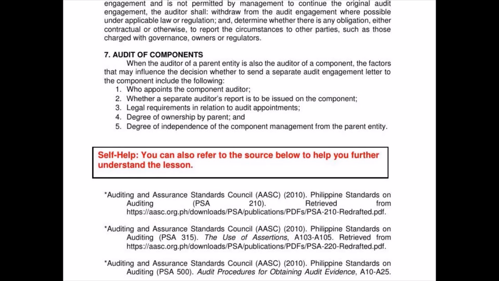First, who appoints the component auditor? Second, whether a separate auditor's report is to be issued on the component. Third, legal requirements in relation to audit appointments. Then, we have the degree of ownership by the parent and the degree of independence of the component management from the entity. So, these are the factors that should be considered as to whether we still need to send a separate audit engagement letter to the component.